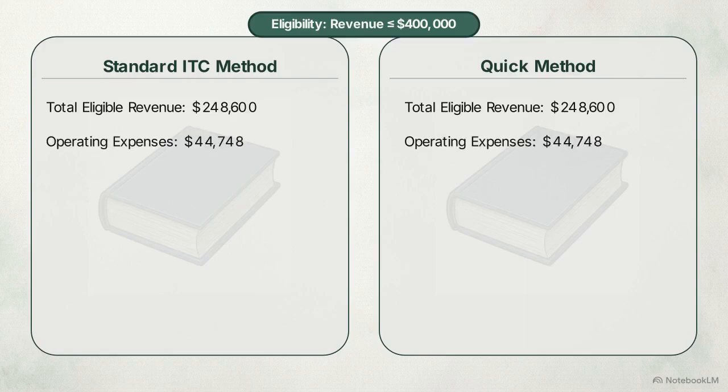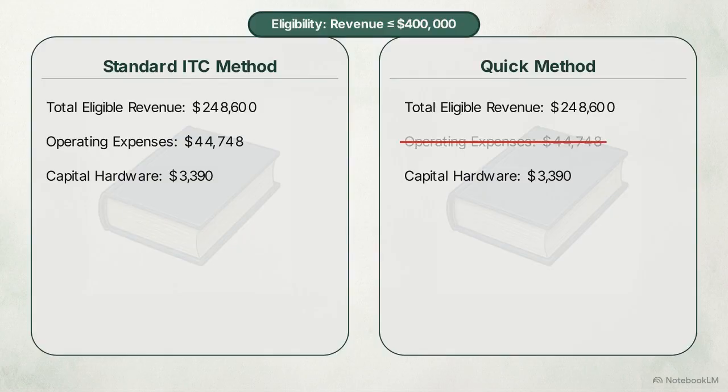Let's input the data for an IT consultant. They generate $248,600 in total revenue, which includes the 13% HST. They have $44,748 in operating expenses, and they spent $3,390 on capital hardware. Under the quick method, we ignore the operating expenses entirely.